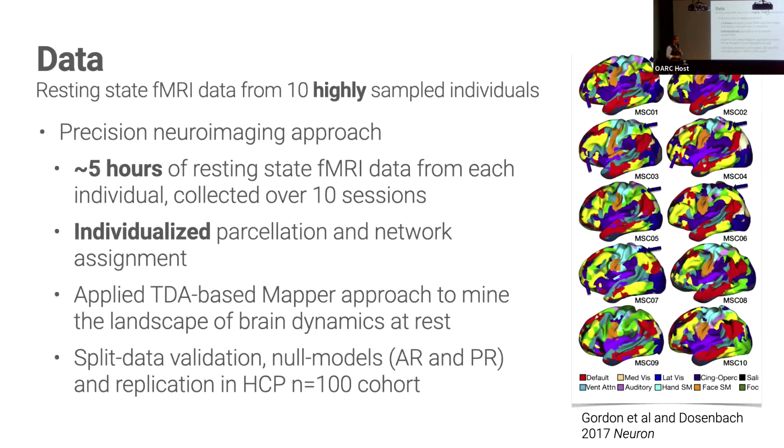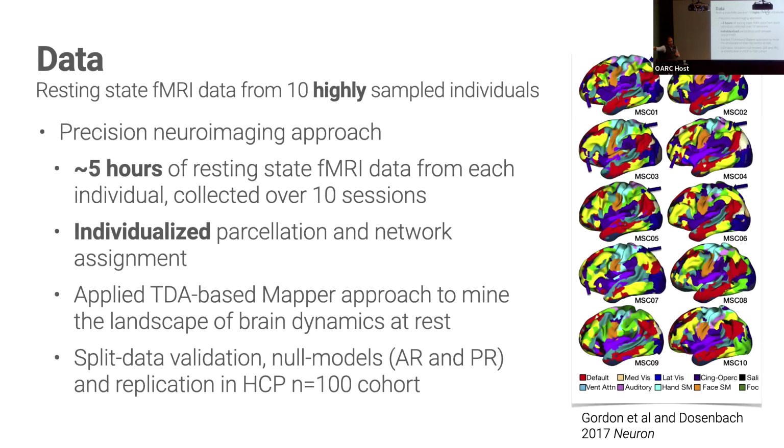And the data we used is Midnight Scan Club data, as I mentioned earlier, 5 hours of resting state, individualized parcellations, and then we applied Mapper to it, and then we had some split data validations. Because we have 5 hours of resting state, we split it into 2.5 hours, 2.5 hours. I think in this case, they had like 10 sessions over 10 weeks, so we split it into odd weeks and even weeks. So we get 2.5 hours worth of sessions, and we showed that whatever we find in one session replicates in the next session at a single person level.